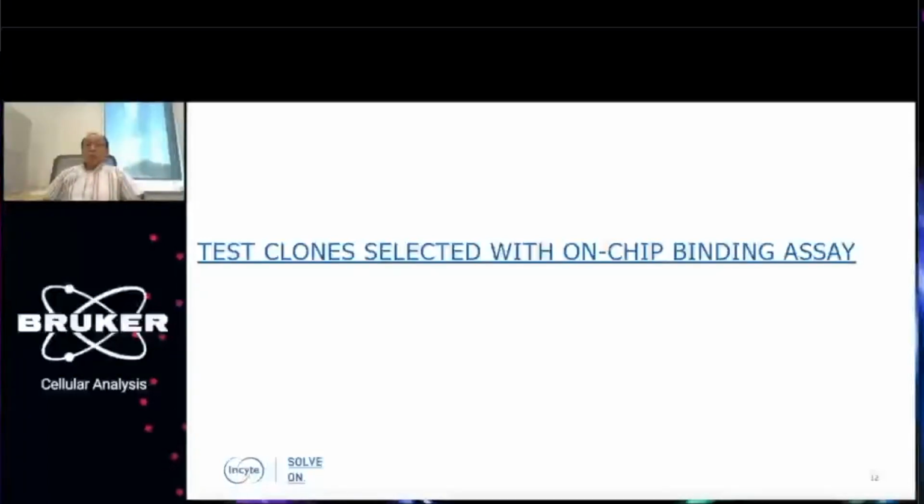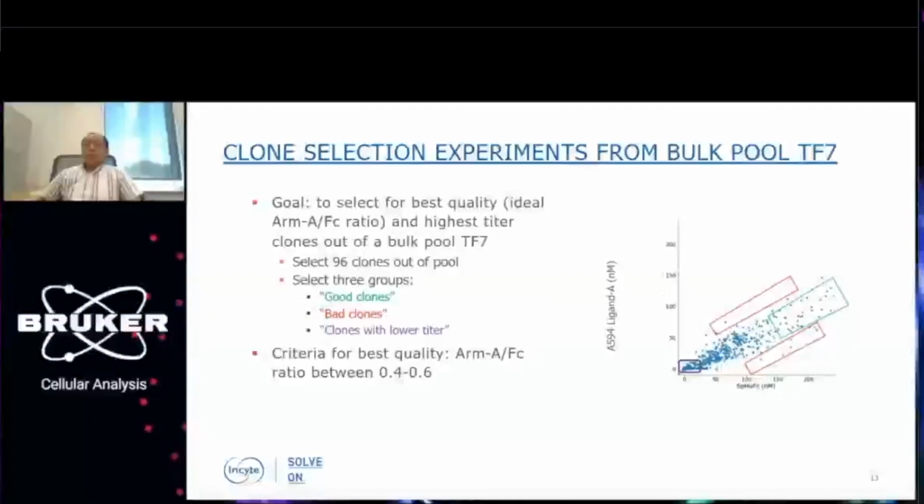This part I will talk about testing clones selected with the on-chip binding assay. This slide shows clone selection experiments from bulk pool TF7. The goal is to select for the best quality and the highest titer clones out of bulk pool TF7. We selected 96 clones out of the pool.